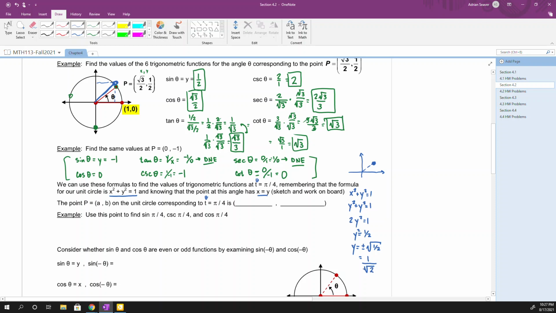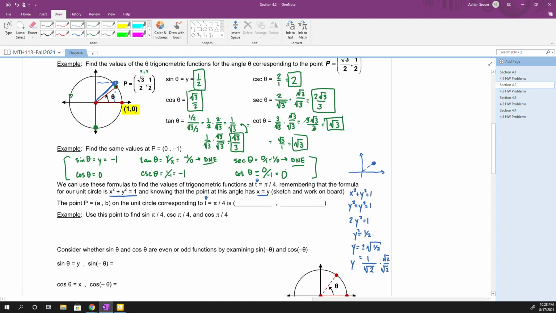Obviously, we would want to flip that. So if that's the y coordinate, it's also the x coordinate, right? Because we said x would equal y at this point. So let's simplify that down. Multiply top and bottom by square root of 2 over square root of 2.